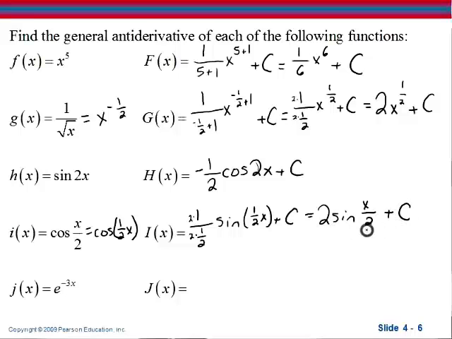Because remember, when you take this derivative, you have to do a chain rule. The derivative of sine of x is cosine of x. So the derivative of sine of x over 2 would be cosine of x over 2, but you'll need to multiply by the derivative of x over 2.